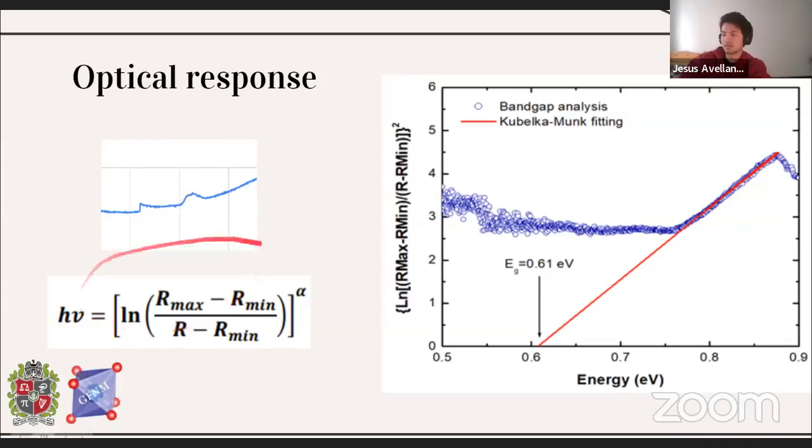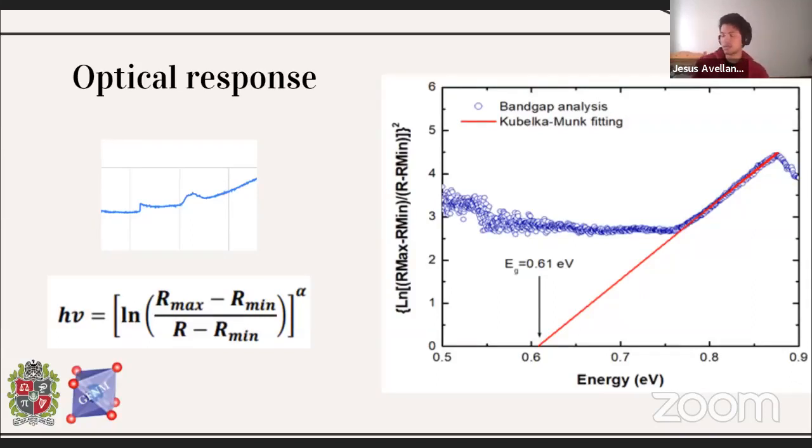We applied the Kumar method, as you can see in the equation right here. As you know, the Kumar method is a relationship between the energy and the reflectance values of the sample that you are analyzing. And this alpha coefficient basically tells us the type of gap that we have. If said coefficient is 2, we have a direct gap, and if it is a half, we have an indirect gap. So as you can see in the graph on the right, we found that the n necessary for a good data fit was 2.